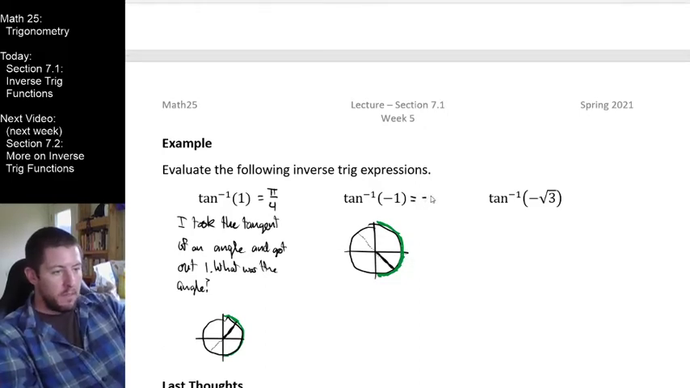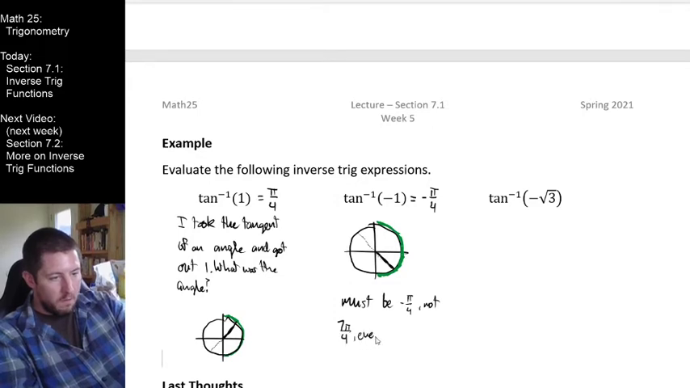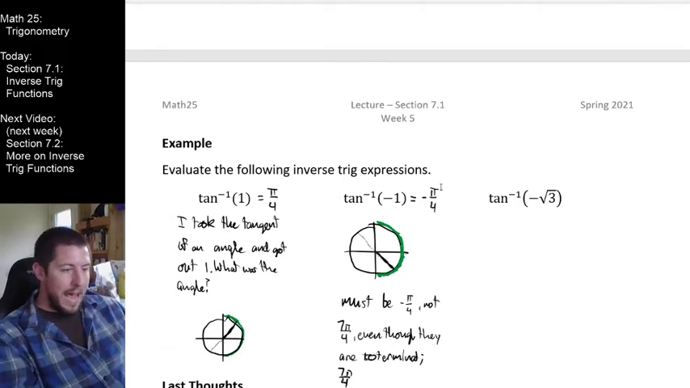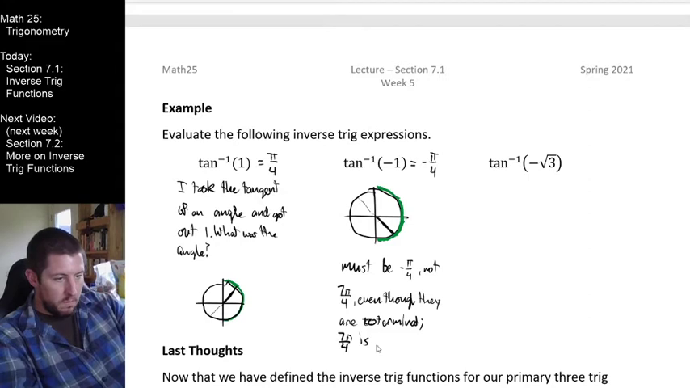fourths. 7 pi fourths is not in the span negative pi halves to pi halves. You've got to be in there.